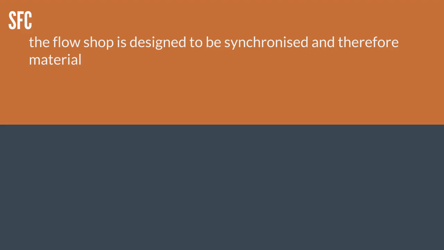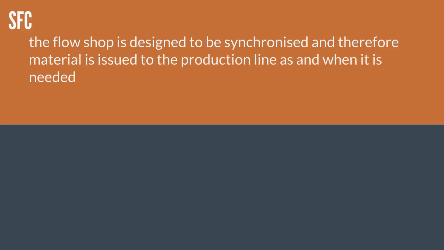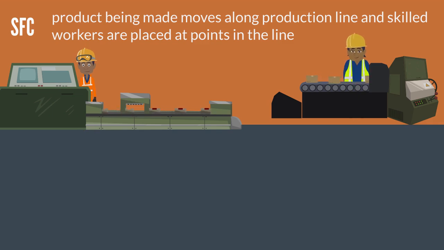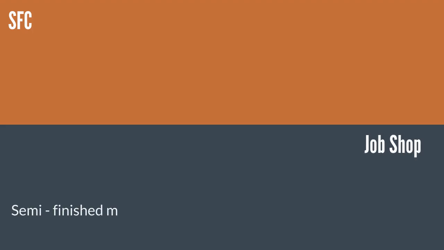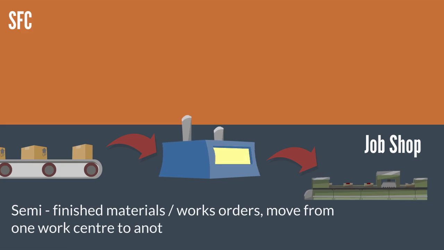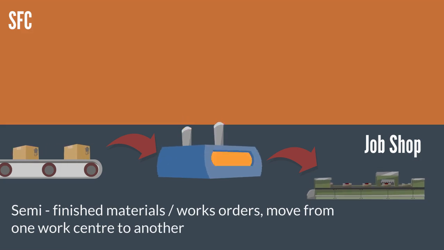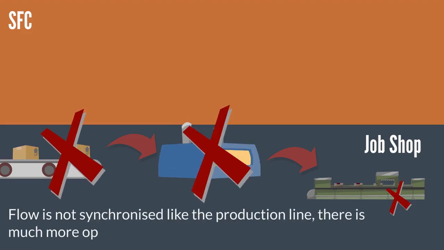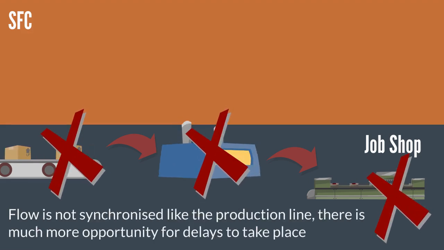From a shop floor control point of view, the flow shop is designed to be synchronized, and therefore material is issued to the production line as and when it is needed. The product being made moves along a production line, and the skilled workers are placed at points on the production line. In the job shop environment, the semi-finished materials or works orders physically move from one work center to another. Because this flow is not synchronized like the production line, there is much more opportunity for delays to take place.